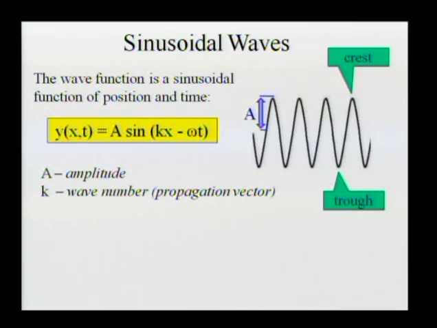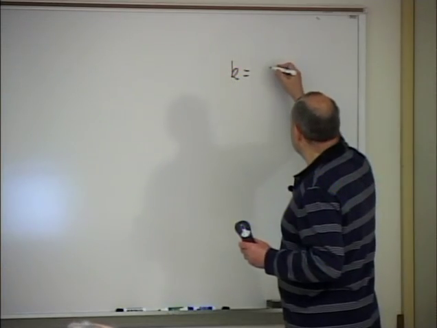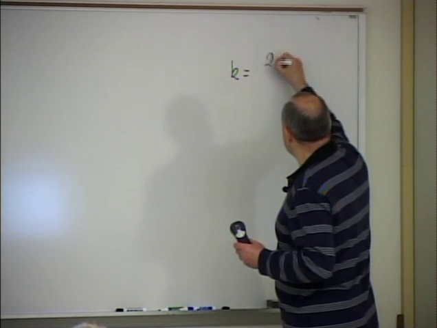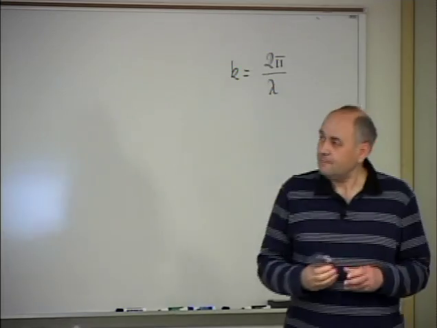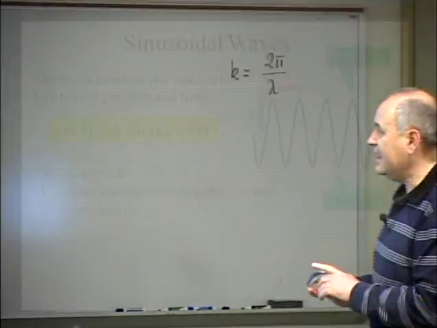Which geometrically is kind of awkward. So rather than that, we use another characteristic called a wavelength, which is the length of the period in space. And propagation vector and wavelength are related. Propagation vector is equal to 2 pi divided by wavelength. All right, so we covered k.